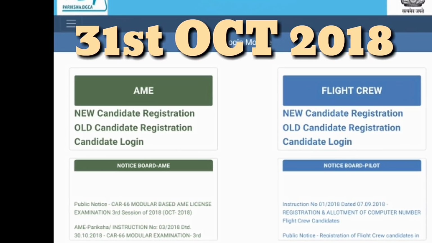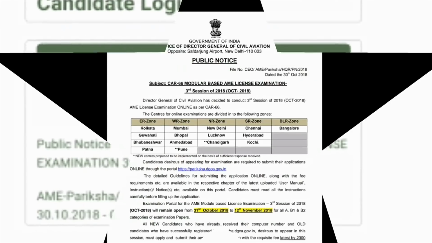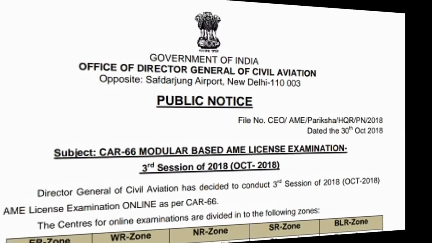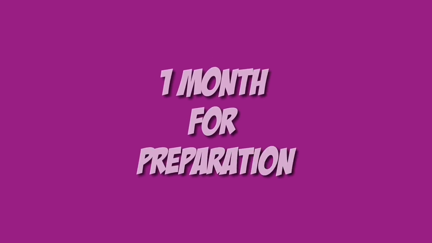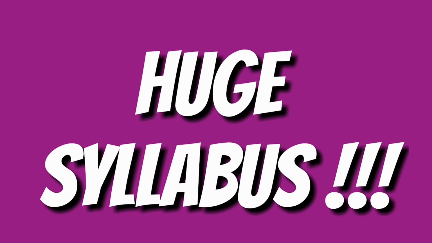Recently, on 31st October, DGCA announced its notification, but the examination is probably conducted in the first week of December. So, you have a one month period for the preparation. But for Module 10, it is not enough. Because, as I mentioned in my previous video about books, Module 10 has a huge syllabus and you will require a minimum of 3 to 4 months.